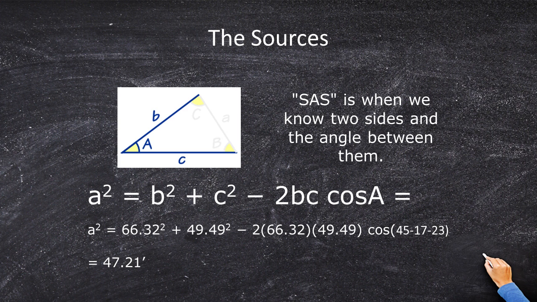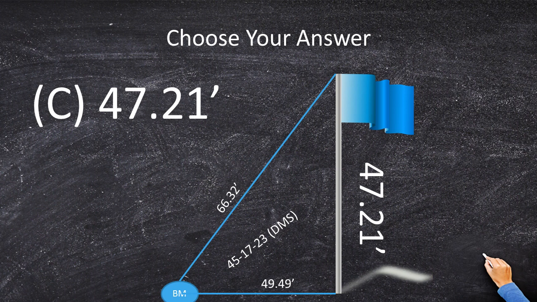Remember, the lowercase are sides, and the uppercase are angles. So we have 2 sides and 1 angle. We plug it in, and presto! Our answer for the height of the flagpole is 47.21 feet. And that yields an answer of C, like Charlie.